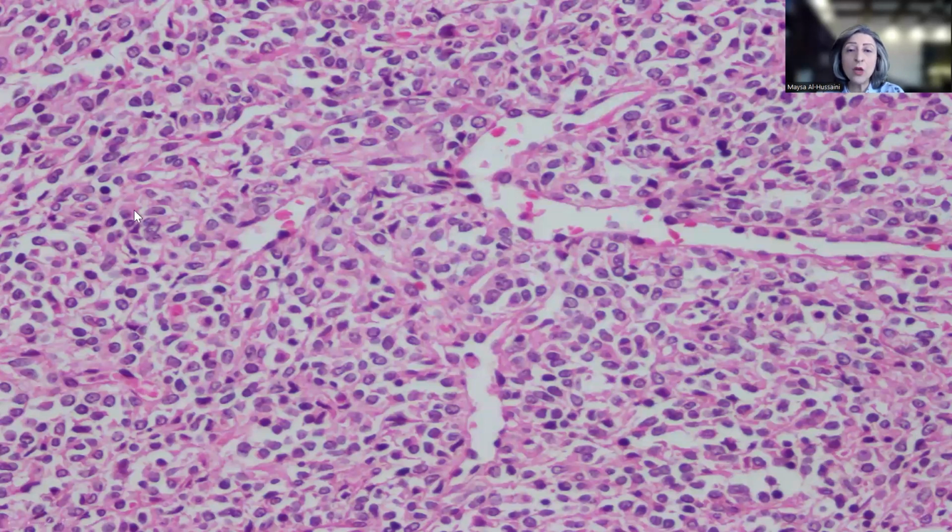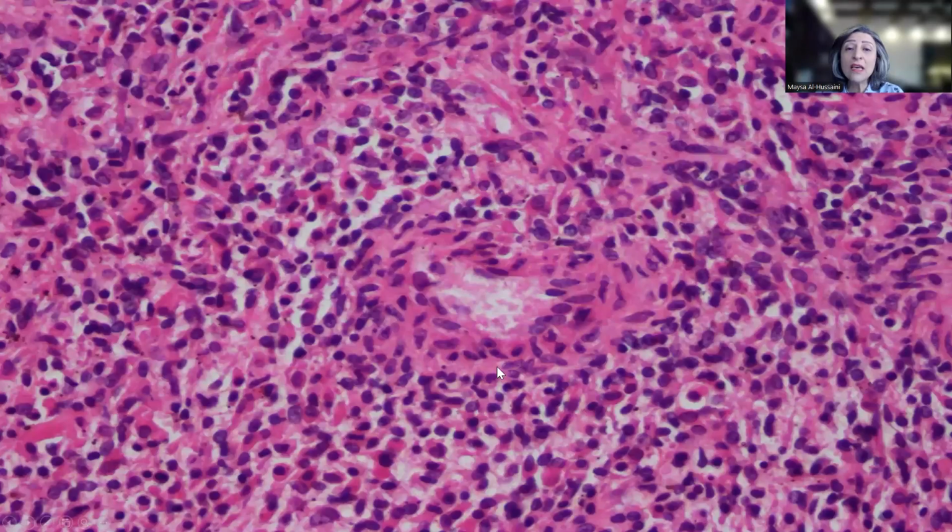And again, another high power magnification where you can see the sheet growth pattern, with some tendency to nesting, to nest formation, here as well. However, pleomorphism is minimal, with no mitosis and no necrosis. In this area, the tumor cells tend to grow around the blood vessels, again with some resemblance to endometrial stromal sarcomas. So the differential diagnosis would include smooth muscle tumors, low-grade stromal sarcomas, or other types of tumors.